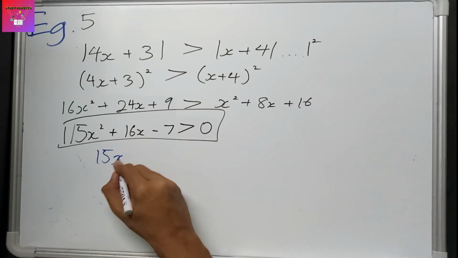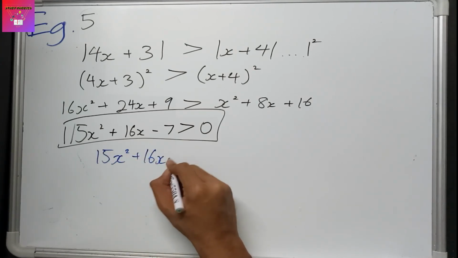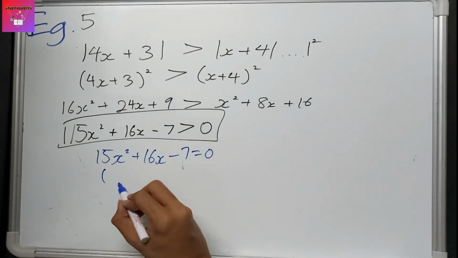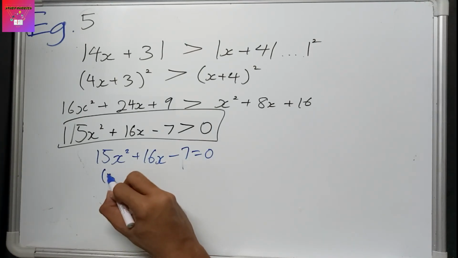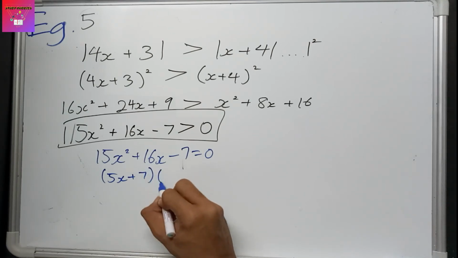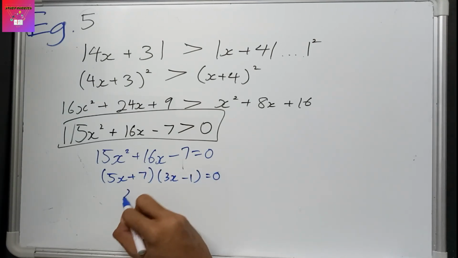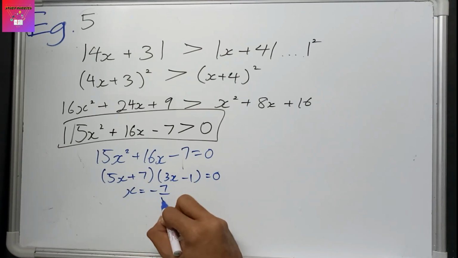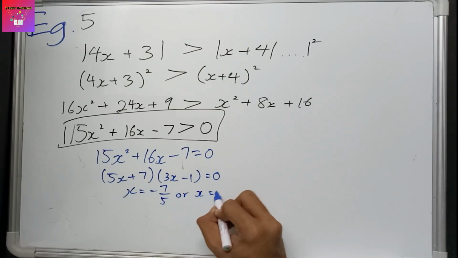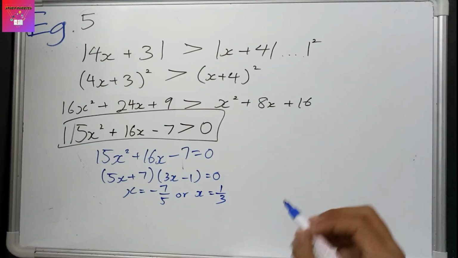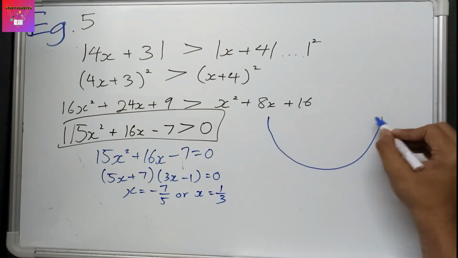15x square plus 16x minus 7 equals to 0. We would get an answer of (5x plus 7)(3x minus 1) equals to 0, which means x is equal to negative 7 over 5, or x is equal to 1 over 3. So for now, I would prefer using graph method. So I would draw a graph.